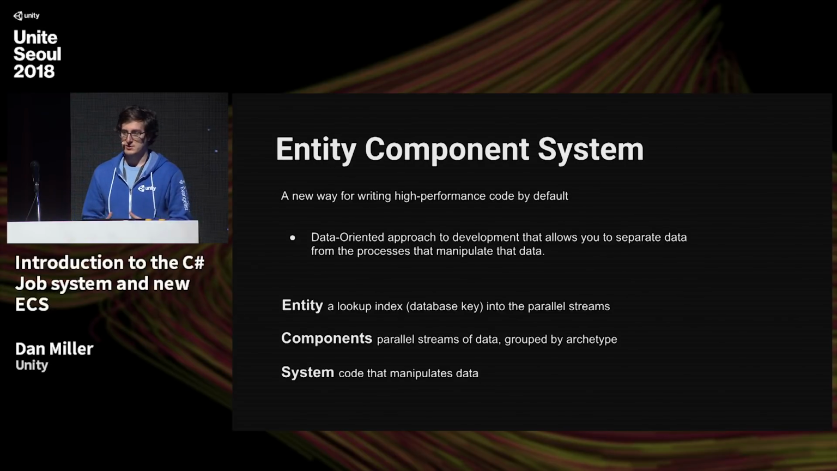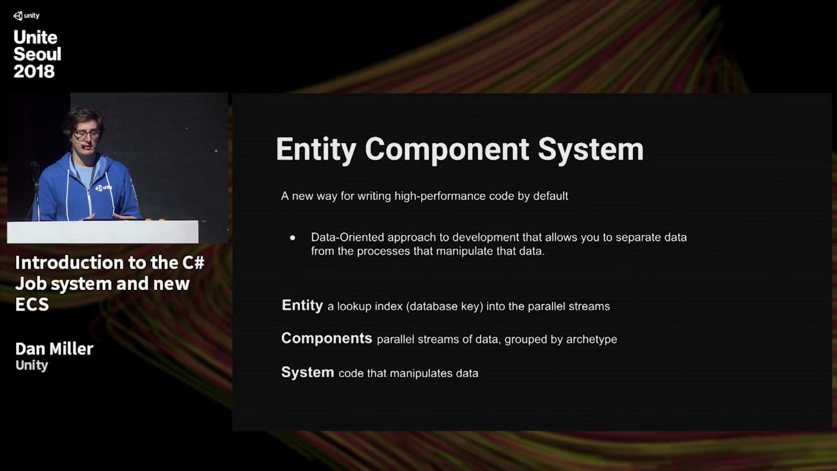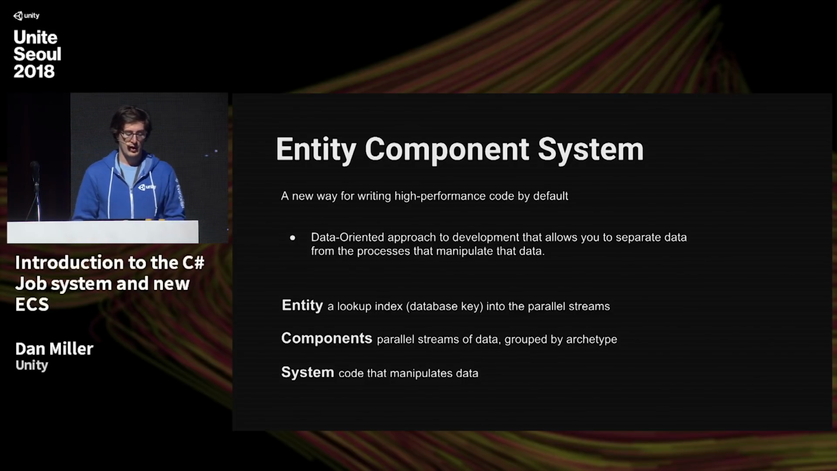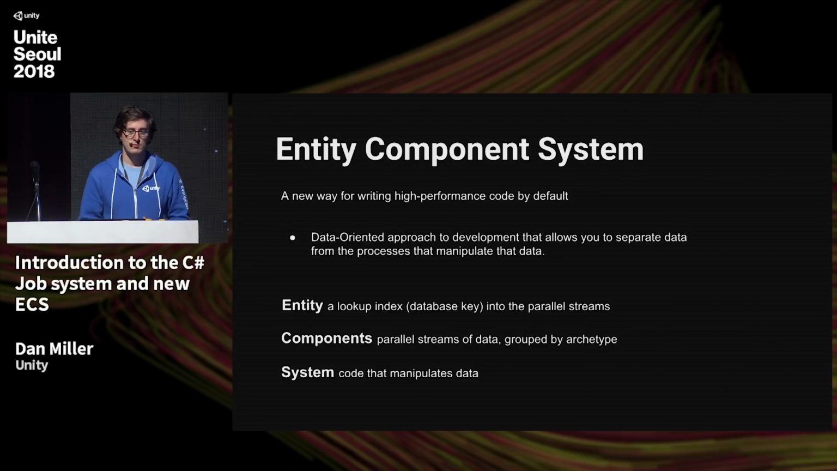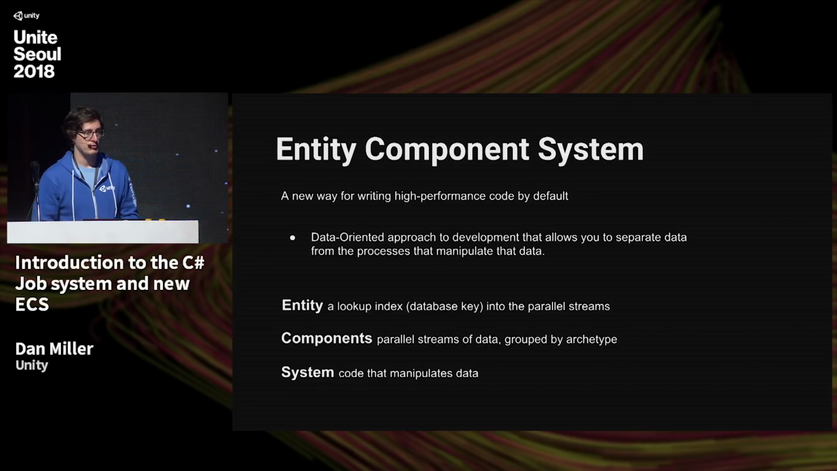For the entity component system, it's a new way of writing high-performance code by default. It's moving away from an object-oriented approach, which is the Unity classic way, into a data-oriented approach. And by data-oriented, what I mean is that we're separating our data from the processes that interact with that data. And when we begin writing code, you'll really see how these are separate and how they interact with each other inside of Unity.